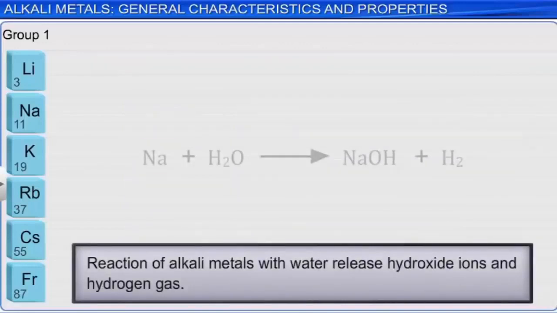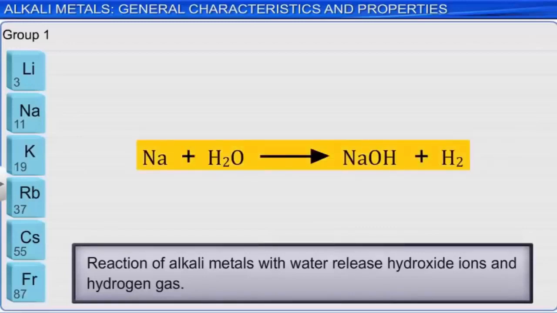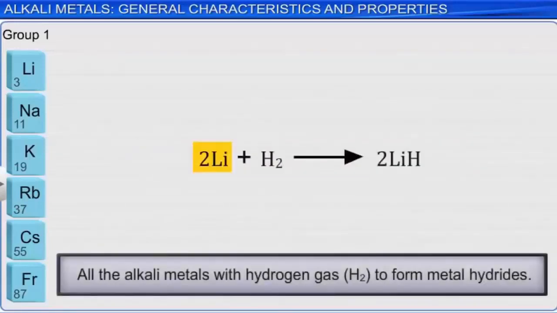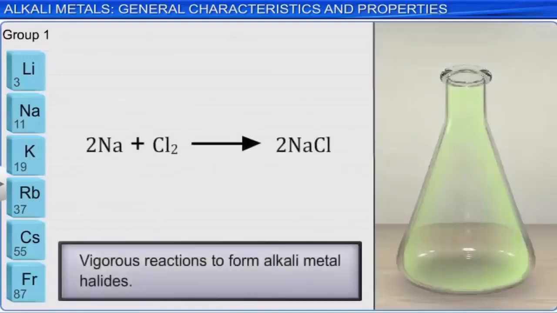I told you that when a metallic oxide reacts with water, it gives its respective hydroxide only. But when alkali metals react with water, they give their hydroxides and also release hydrogen gas. So look at this equation: sodium reacts with water to give sodium hydroxide and hydrogen gas. Then reaction with hydrogen. Lithium reacts with hydrogen to give its respective hydride, lithium hydride. So lithium plus 1 mole of hydrogen gives lithium hydride. The formula is LiH, 2 molecules.